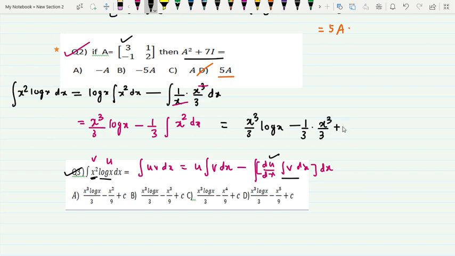plus c, and finally you will get the answer. Integral I is equal to x cube by 3 log x minus x cube by 9, since 3 and 3 make 9, plus C is the answer. Here x cube by 3 log of x minus x cube by 9 plus C. So this B option is there.